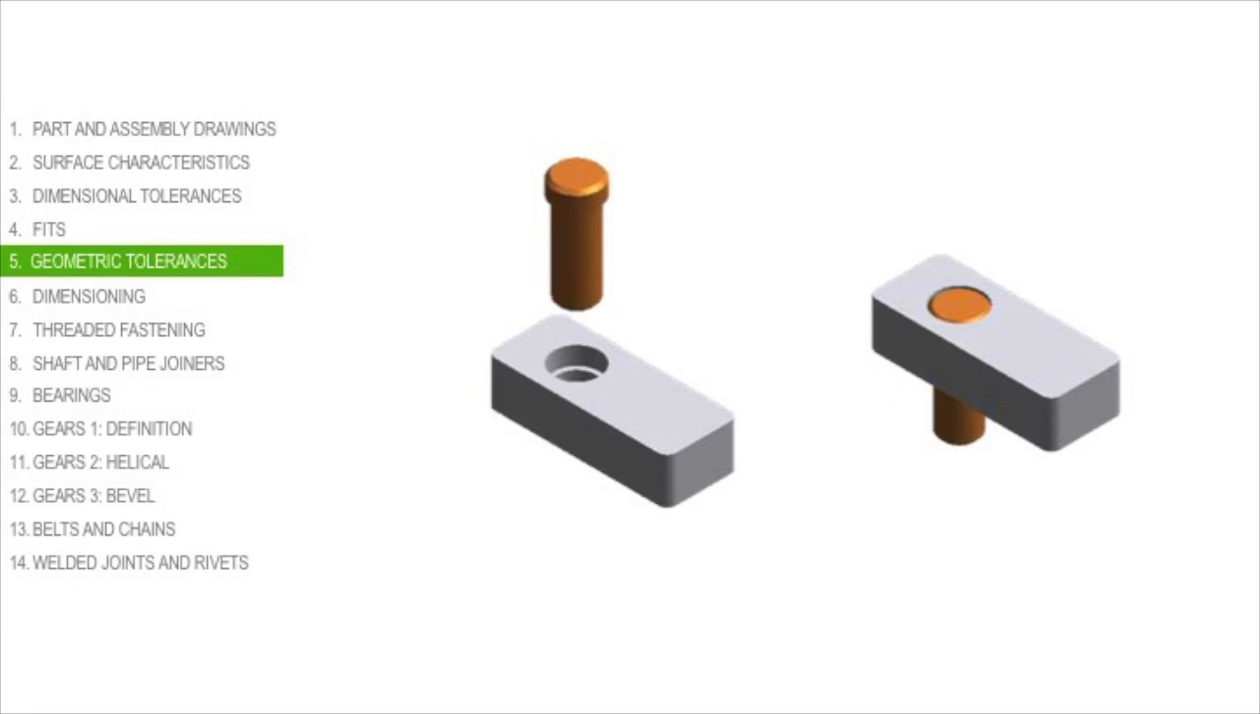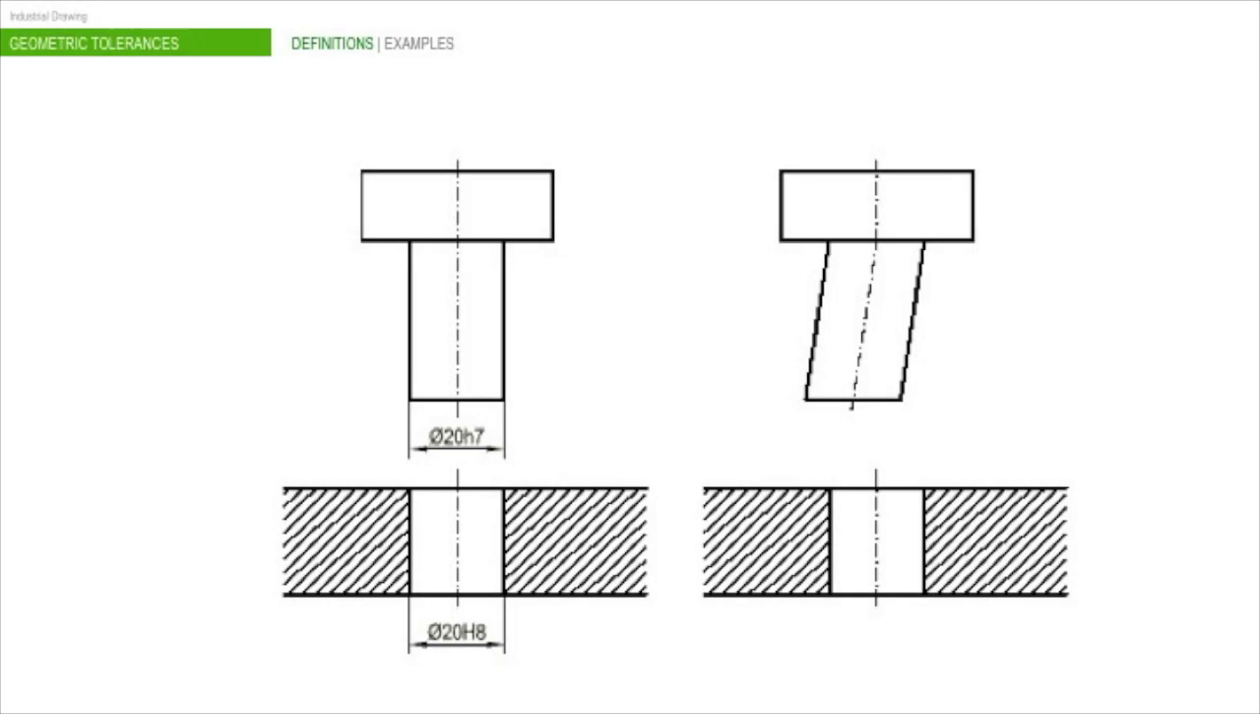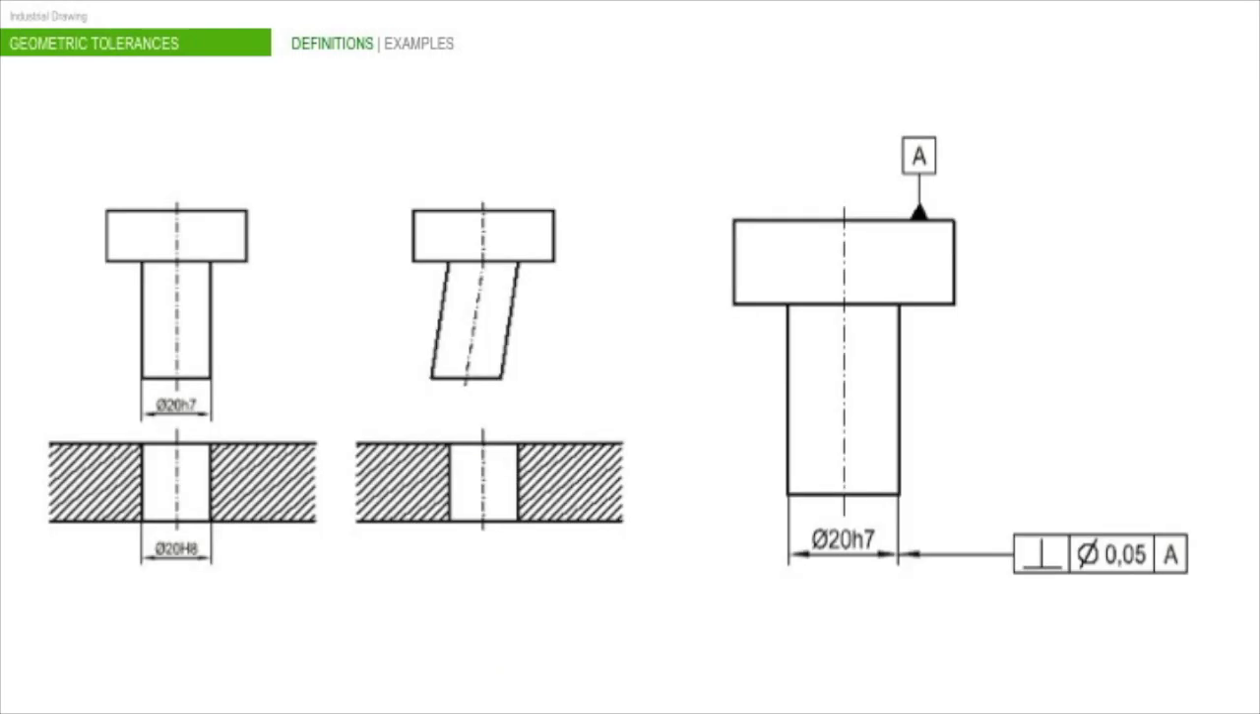Hi. Sometimes the dimensional tolerances are not enough to ensure the function of a part in a mechanism. We can see in this image that the dimensions are not enough to ensure the fit. So we add some information that complements dimensions. It is known as GD&T, geometric dimensioning and tolerancing.